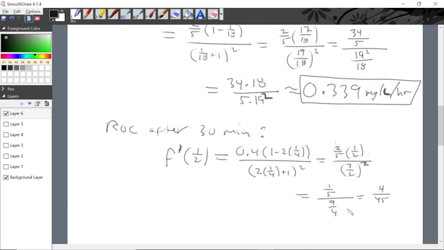And 4 over 45 as a decimal, rounded to 3 decimal places, is 0.088. It just keeps repeating with 8s. And the units are milligrams per liter per hour.